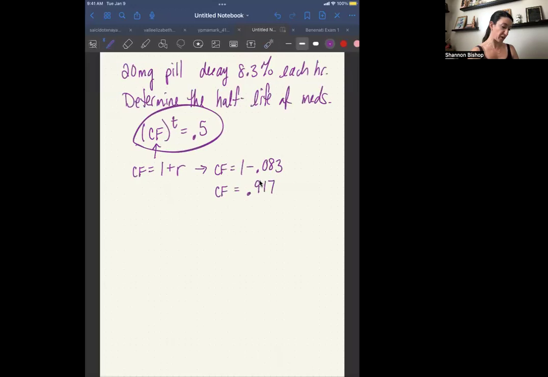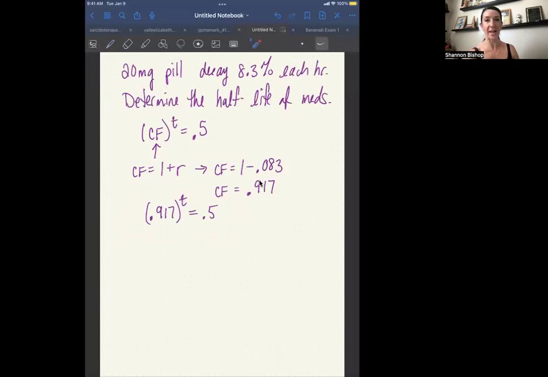Now that we know the change factor for this context, let's go back up and figure out what we know versus what we don't know. The change factor we have figured out is 0.917. But here's the thing: I don't know what the half-life is. I don't know the unit of time. How long will it take for this medicine to be at 50% of what it was? This is the question we're trying to answer. We know the change factor, but we do not know the time.